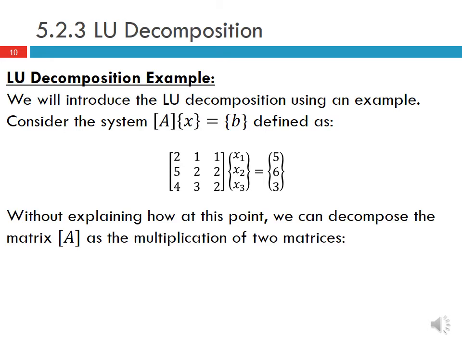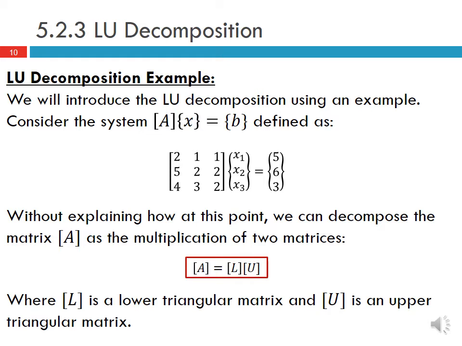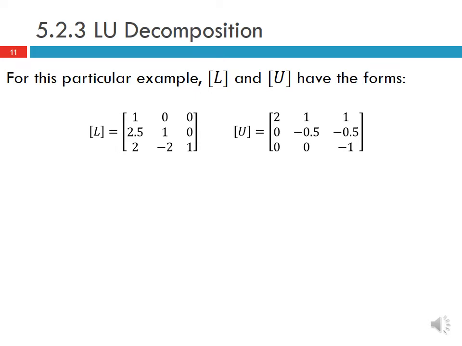Without explaining how at this point, we will just say that we can decompose the matrix A as the multiplication of two matrices. So A can be written as A equals L times U, where L is a lower triangular matrix and U is an upper triangular matrix. For this particular example, L and U have the forms shown here. And you can verify that LU equals A using the rules of matrix multiplication that we talked about previously.